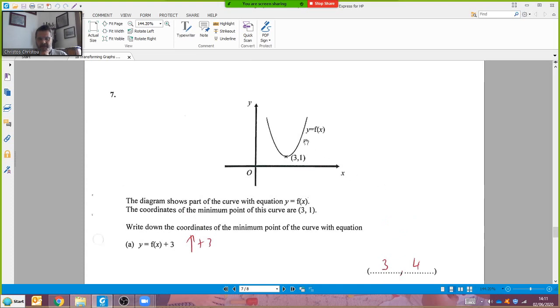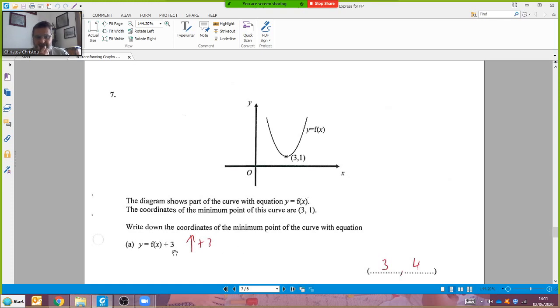Okay, so what have I got here? I've got a minimum point of (3, 1). The minimum value is 1. Y will never, ever go below 1 because the graph goes down, hits the minimum, goes up again. Anyway, that's just extra background information.